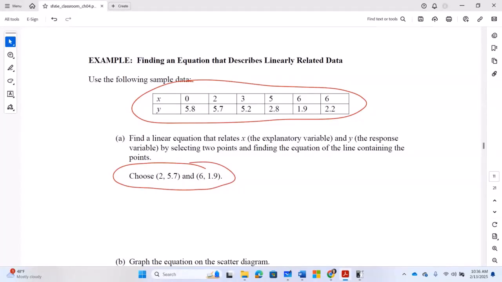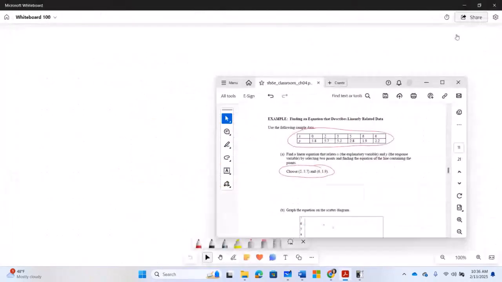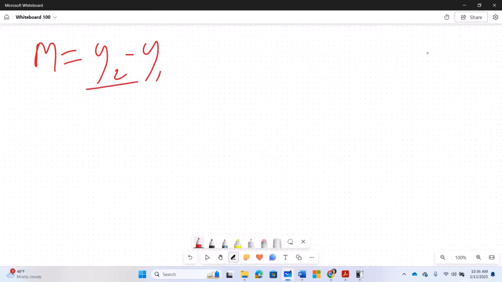Find the slope. Remember, the slope, let me get my whiteboard. All right, so I am going to get this one too and make it smaller. That way I can write on both of them. Okay, so the slope is equal to y2 minus y1 over x2 minus x1.